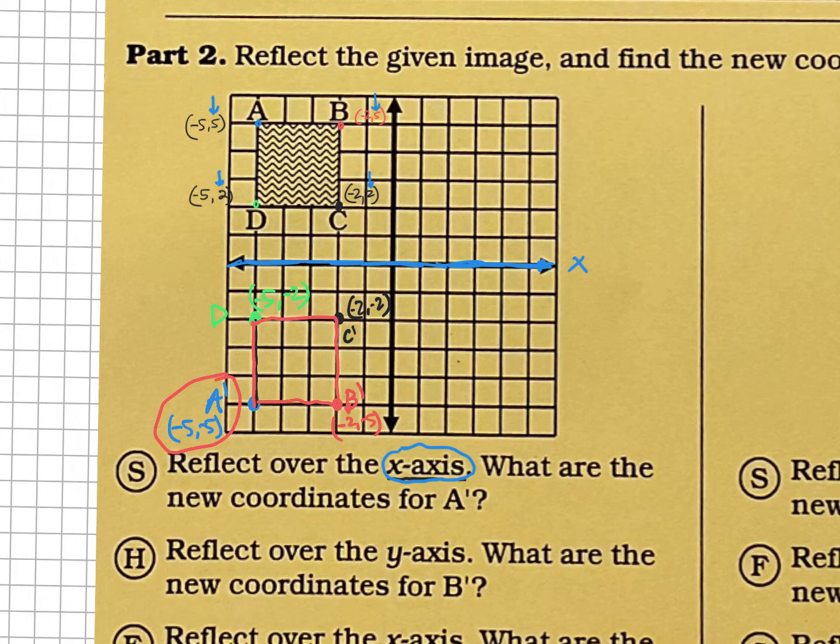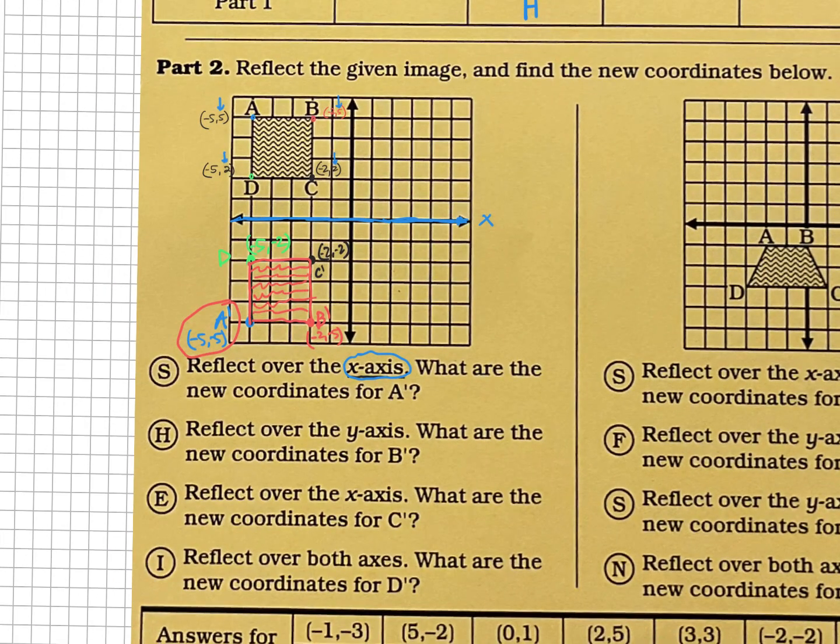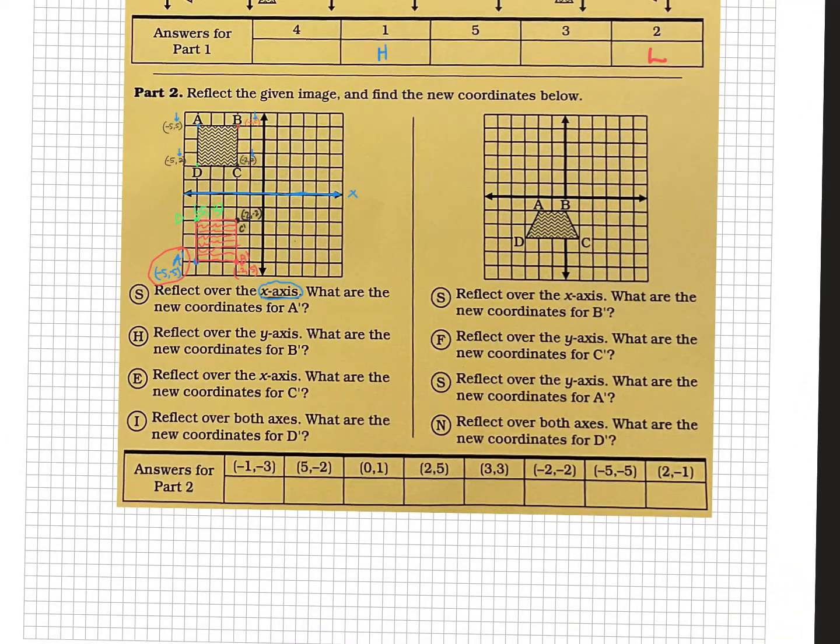Now, I did the whole shape. You guys don't have to. For the next ones, just do whatever point they're asking for. I could have stopped with A because that's the only one they're asking for. But I did the whole shape just to help you out. So, for this one, where are the new coordinates for A prime? -5, -5. Right here, S.